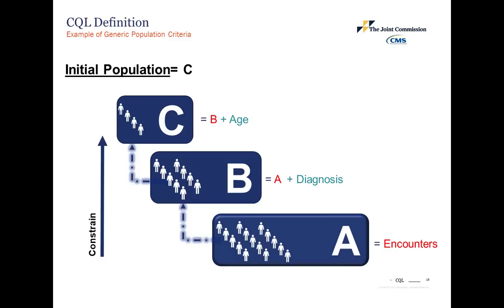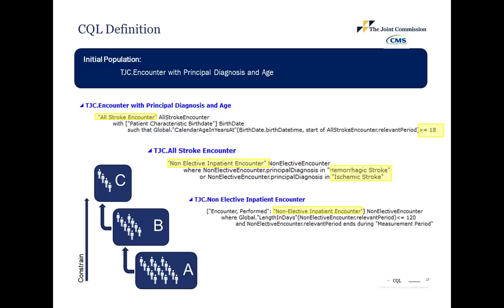Hopefully this helps to show how we build off of a definition so that each successive definition helps to further constrain the logic. So now in C, we have all the criteria we've defined, the encounter type, the diagnosis, and the age of the patient. And that's how C becomes the initial population.